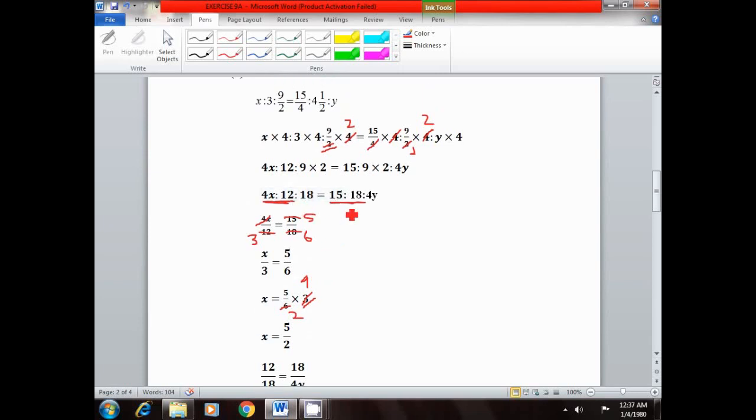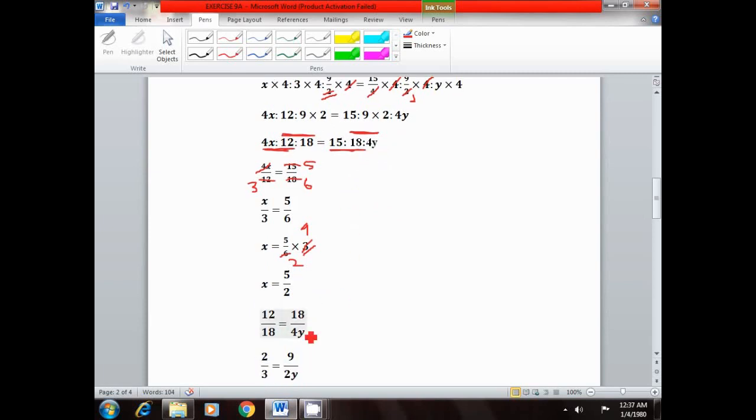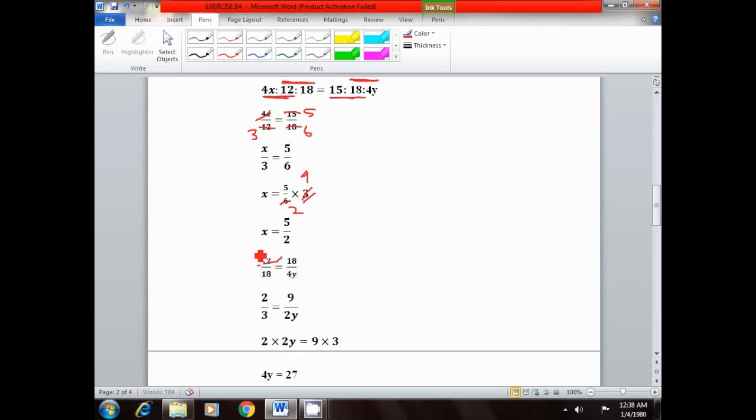Now to find the value of y, we will take the second and third quantity from the left side, same as we will take the second and third quantity from the right side. So 12 ratio 18 can be written in the form of 12 divided by 18 equals 18 ratio 4y, which can be written in the form of 18 divided by 4y. Now again 12 and 18 both are multiples of 6, so we can divide them by a common number 6. 6 times 2 is 12, and 6 times 3 is 18.